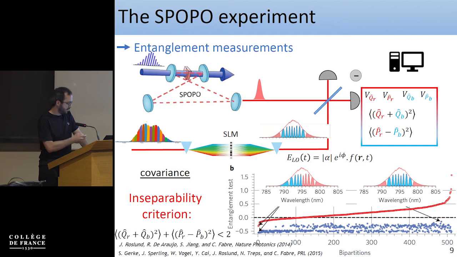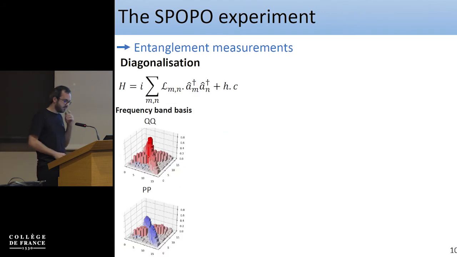What we can see is that for all the bipartitions, the blue dots are always below 0, so we are always inseparable for each bipartition. But for the EPR, it's not perfect. It's good only for the first 100 bipartitions, but we still have entanglement. So this is the entanglement part.